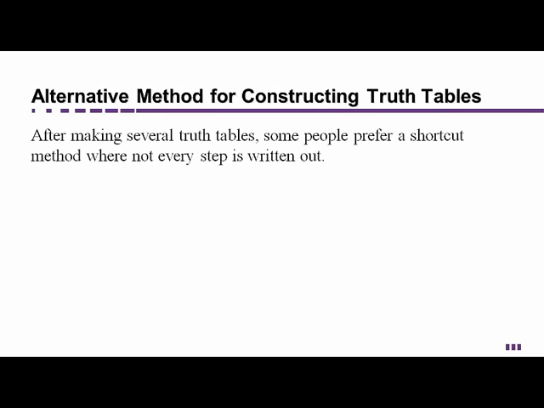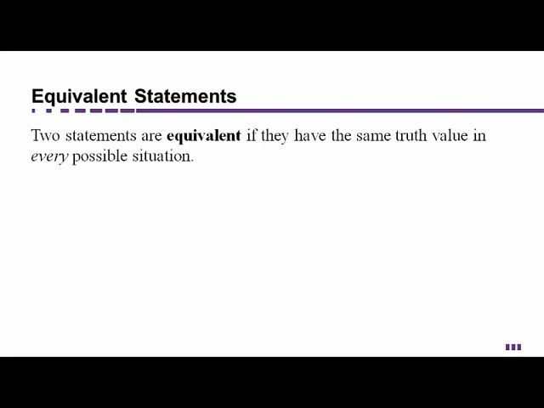Alternate method for constructing truth tables. There is a shortcut where you don't write out every step, but I would not recommend doing that until you're really good at this stuff. So work from the inside out, write out all the steps. It really doesn't take that long, and it's the best way to make sure you always get it correct.